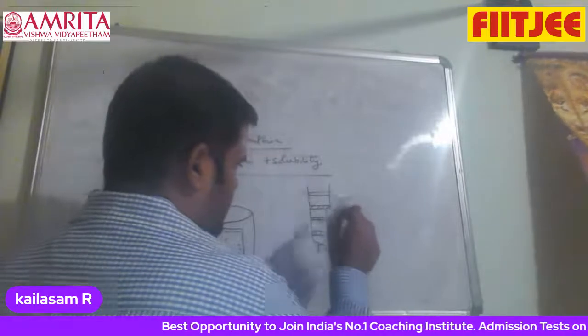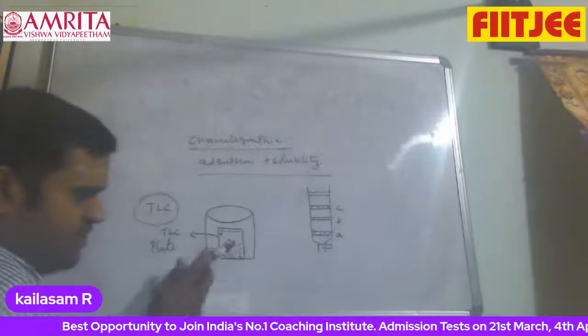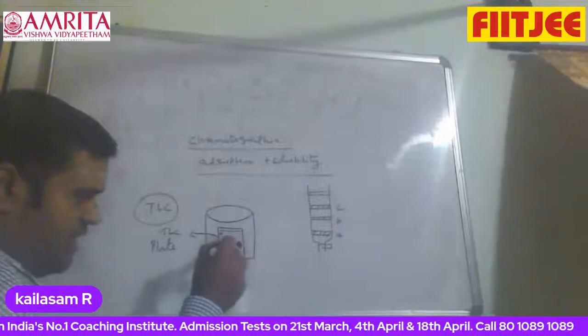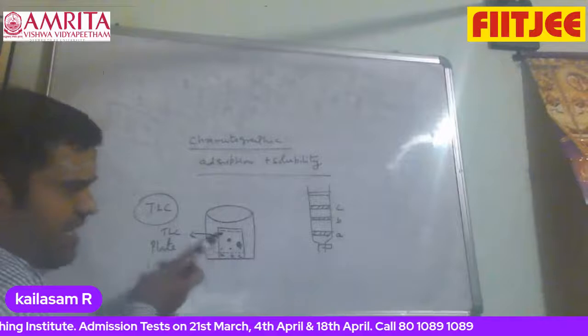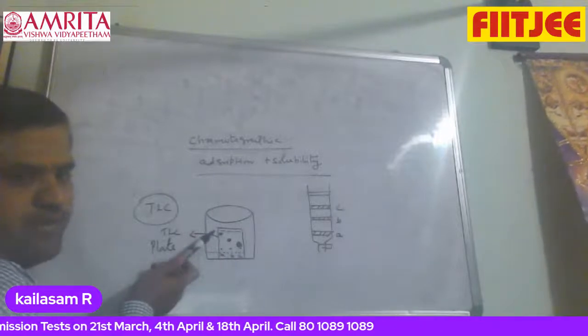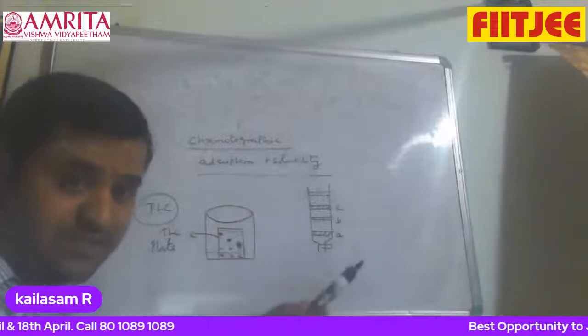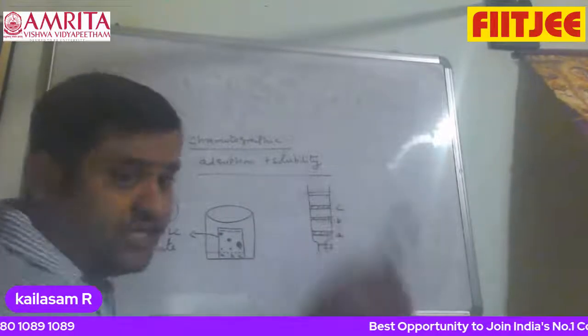I can say A, B, C. In TLC, C is in the bottom. This is C, this is B, this is A. So in TLC, the one that is above, I can say, will come first in the column. So to get C, you should increase the polarity.